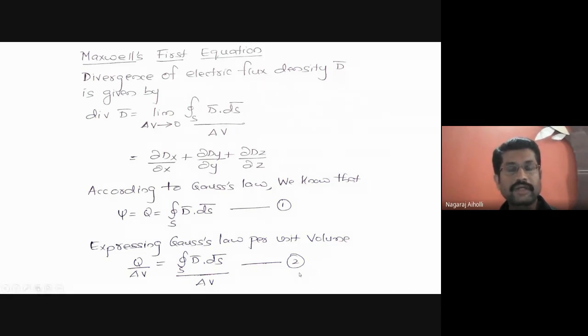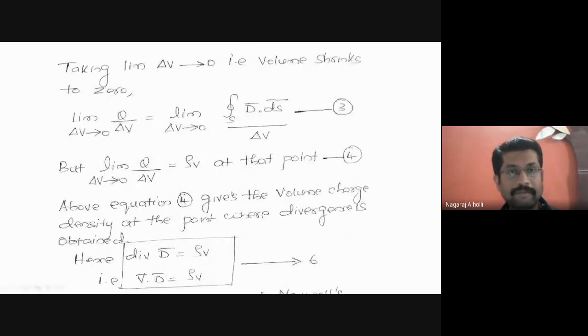Now we know that according to the divergence theorem, the volume at that point will shrink to 0. Mathematically, what we mean by the volume shrinking to 0 is that we have to take the limit as delta V tends to 0. That is the mathematical form after the spreading takes place. Therefore, we take the limit as delta V tends to 0 on the LHS, Q by delta V.